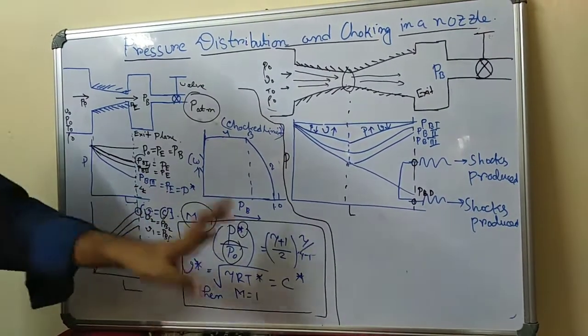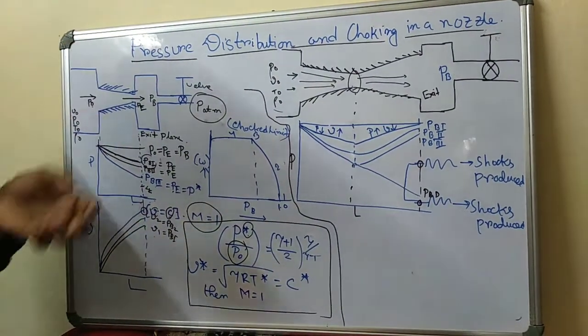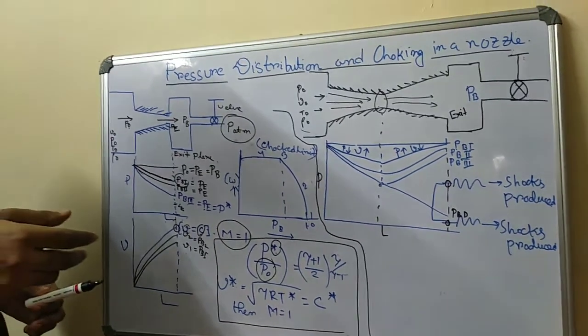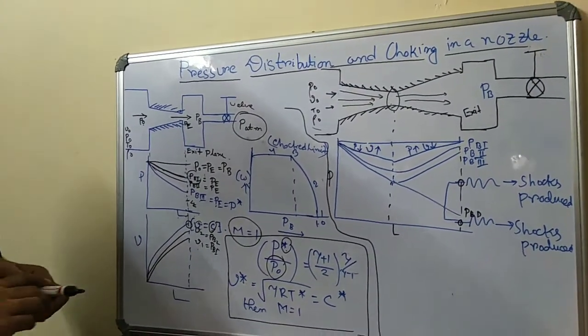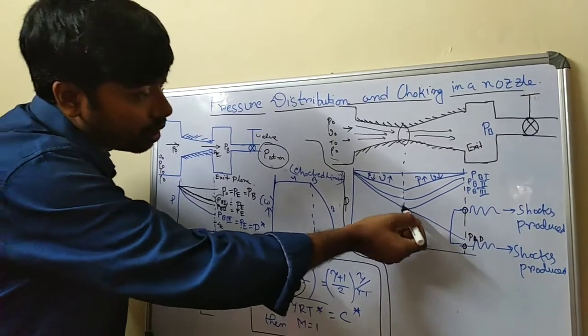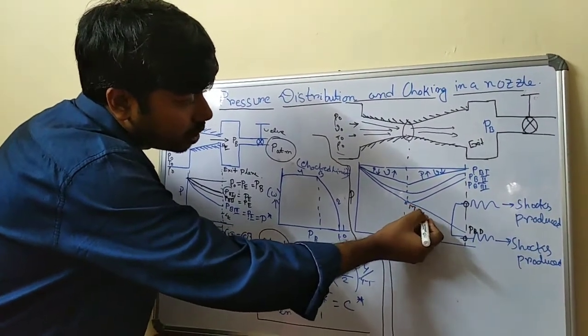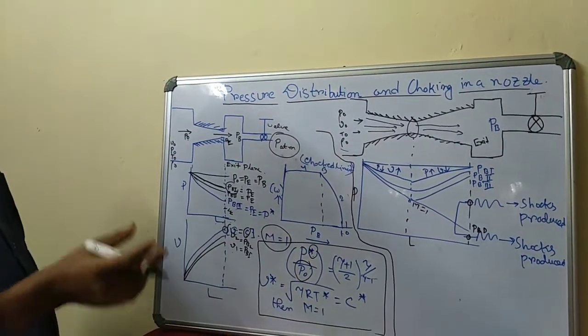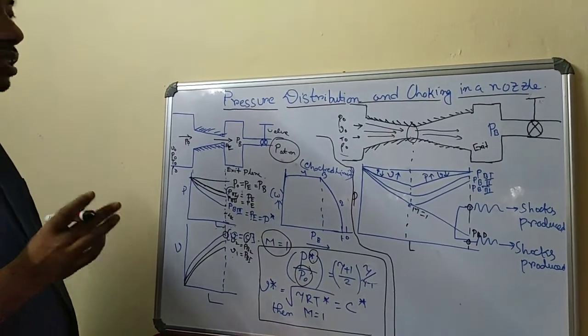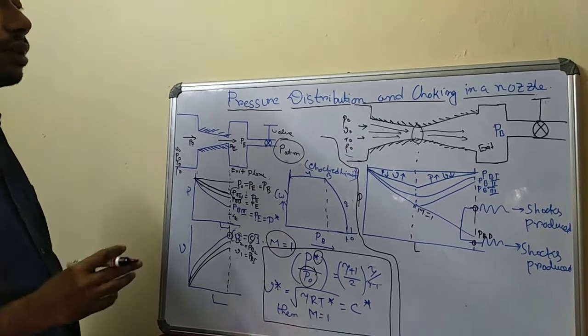Now if you reduce the back pressure again, if you slowly open the valve, it will reach a particular level where M is equal to 1. That means the back pressure has reached the critical pressure ratio.